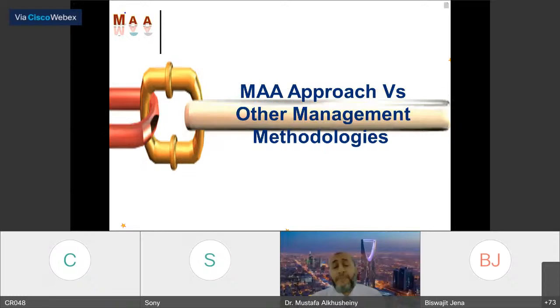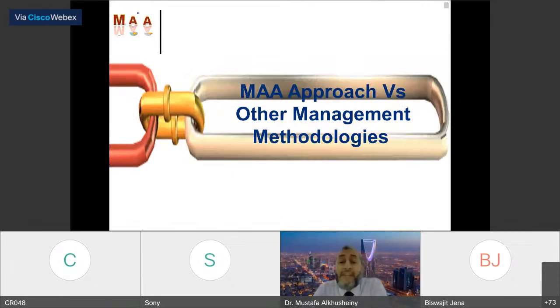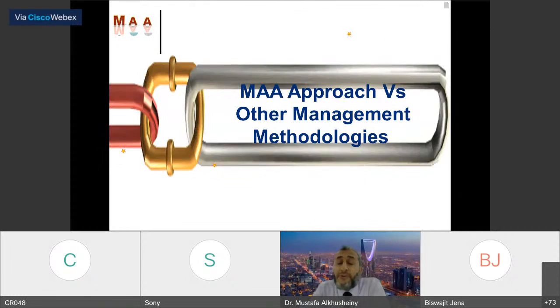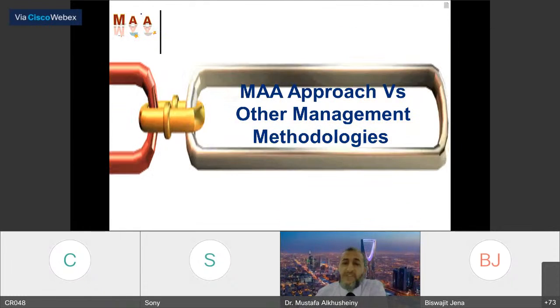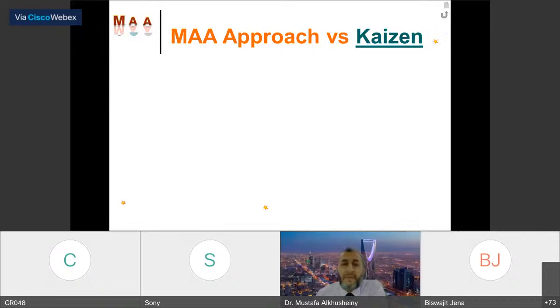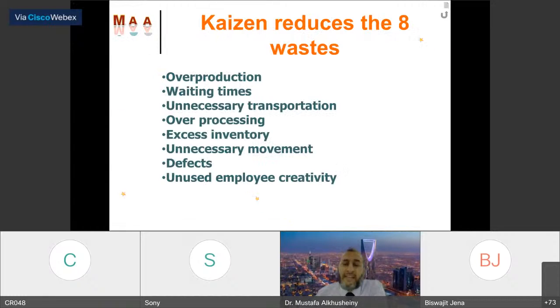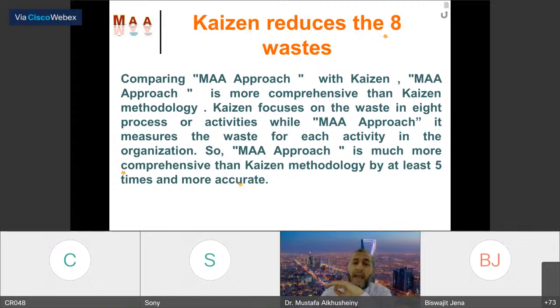Now, let us compare my approach with other management methodologies. As we know, one of the management systems is Kaizen. Kaizen reduces the 8 wastes: overproduction, waiting times, unnecessary transportation, overprocessing, excess inventory, unnecessary movement, defects, and unused employee creativity, in 8 activities.